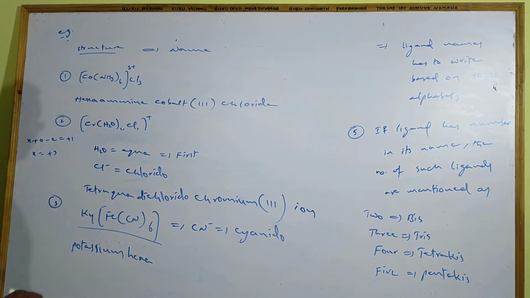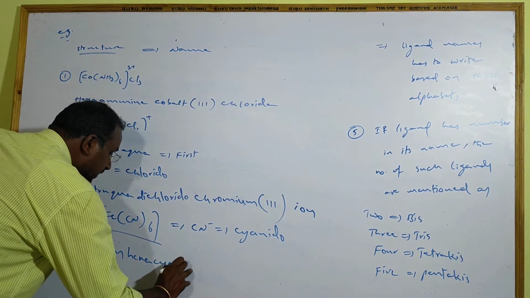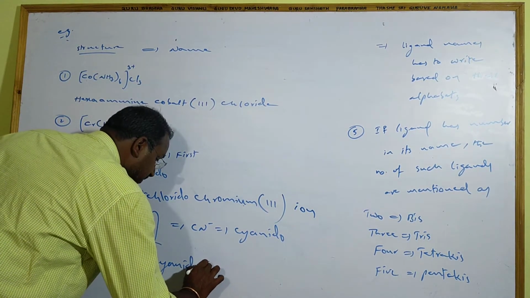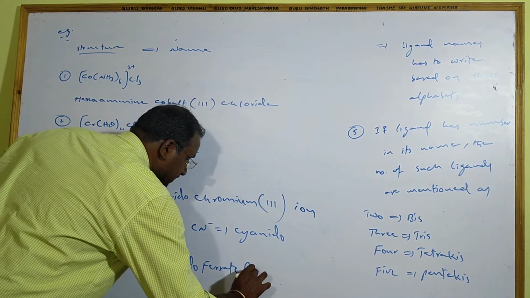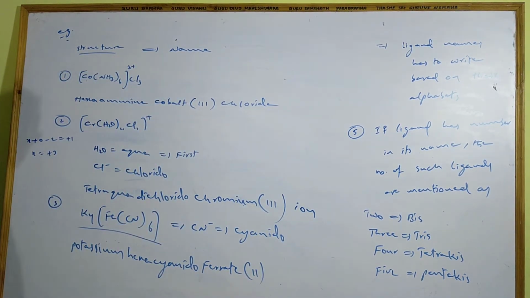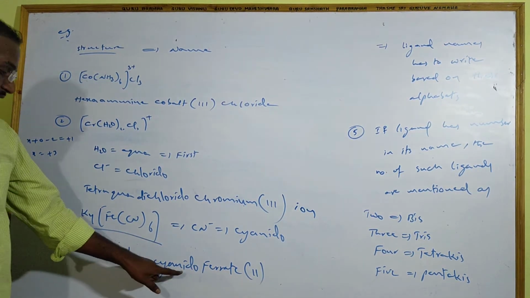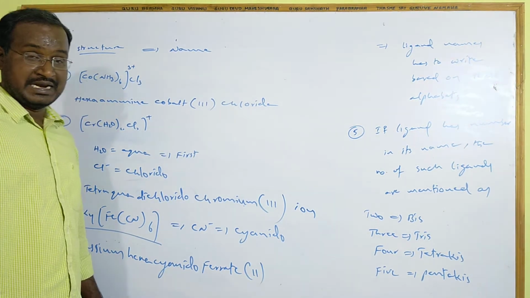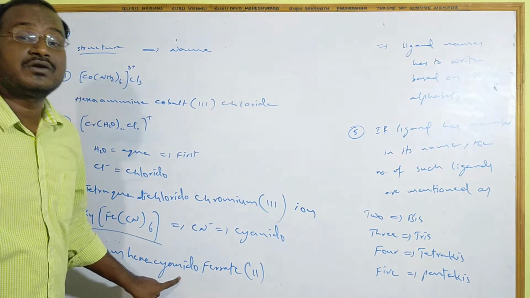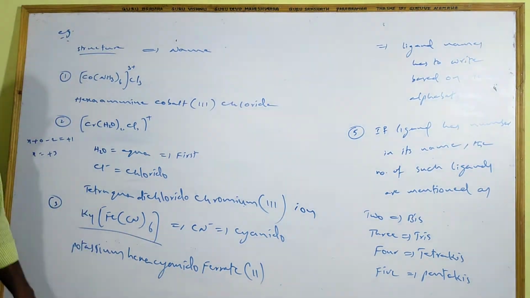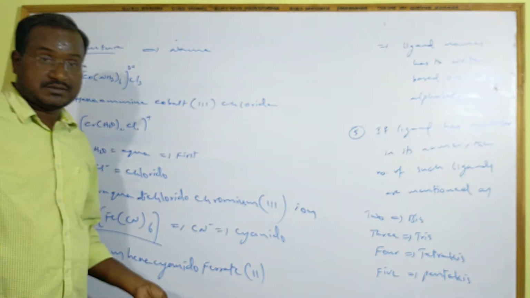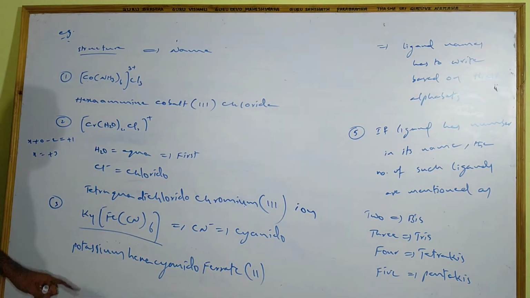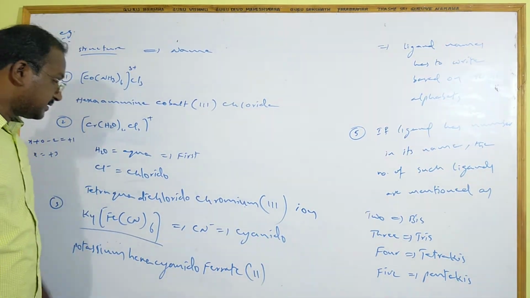We have to write it as cyanido, so hexacyanido. Iron is there, but the suffix ate should be there because it is an anion complex. So ferrate, and its oxidation state is plus 2. This is the name: potassium hexacyanidoferrate(II). In some question papers, if cyano is given instead of cyanido, that is also correct. If both cyanido and cyano are in the options, choose cyanido. You should not choose cyano.